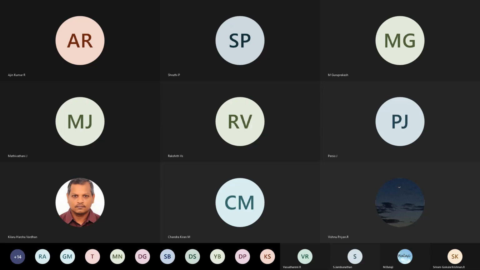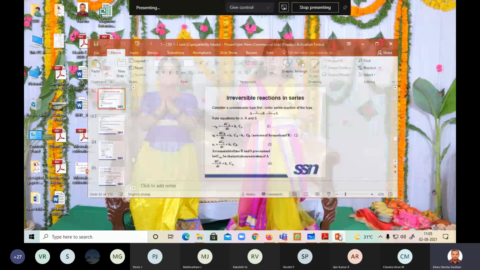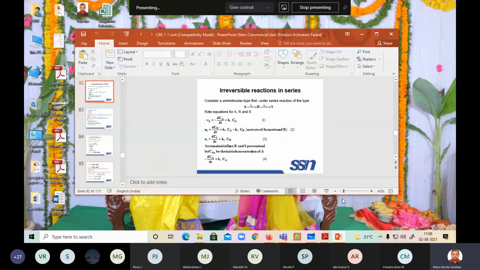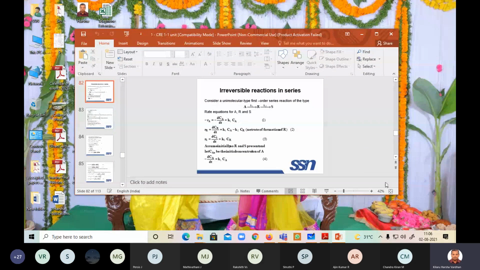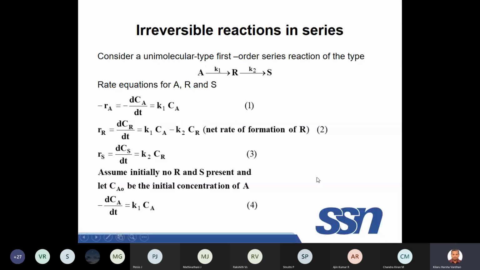You can see my screen, right? You can see my screen, right? Okay, fine.